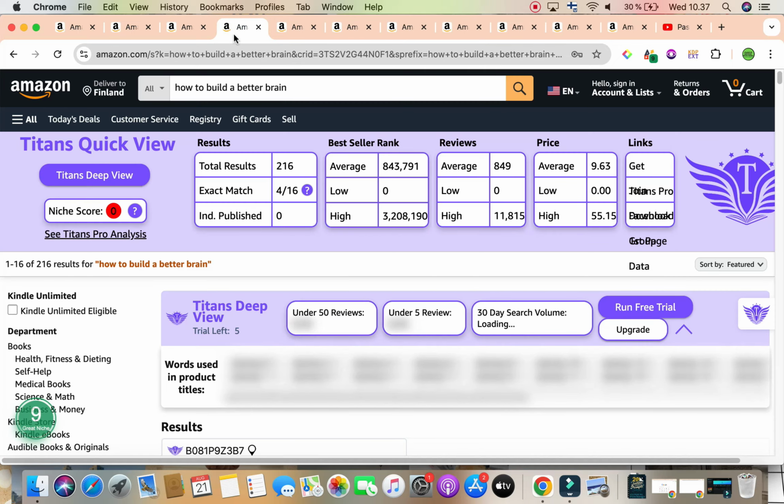How to build a better brain is another great ebook idea that you could write, and it has a total results of 216. Alternatively, you could also use this keyword as part of your 7 keyword slots for anything to do with cognitive activity books, anything to do with activity books or ebooks that you've previously written and published that are live, or any sort of workbook in terms of how to increase brain activity, how to strengthen your brain. And it has a bestseller rank average of 843,791, which is why I recommend it to be used as part of the 7 keyword slots for any previously already published book.